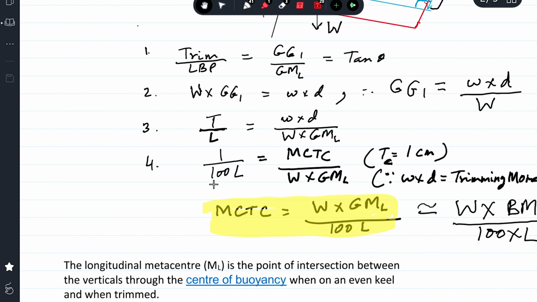We can write it as 1 upon 100 because this T upon L is in meters here. So if I write 1 centimeter, I will have to write 1 by 100. So it will be 1 by 100 L. And the trimming moment W into d, which causes change of trim by 1 centimeter, can be written as MCTC, which is nothing but moment required to change the trim by 1 centimeter. So in place of trimming moment W into d, I can insert MCTC because I am assuming my change of trim is 1 centimeter.